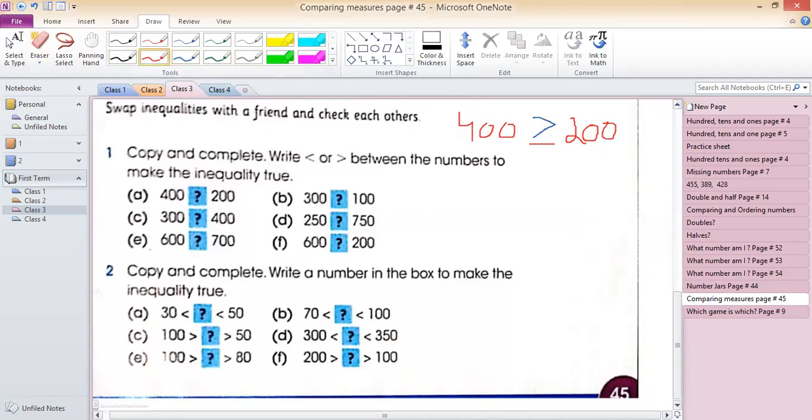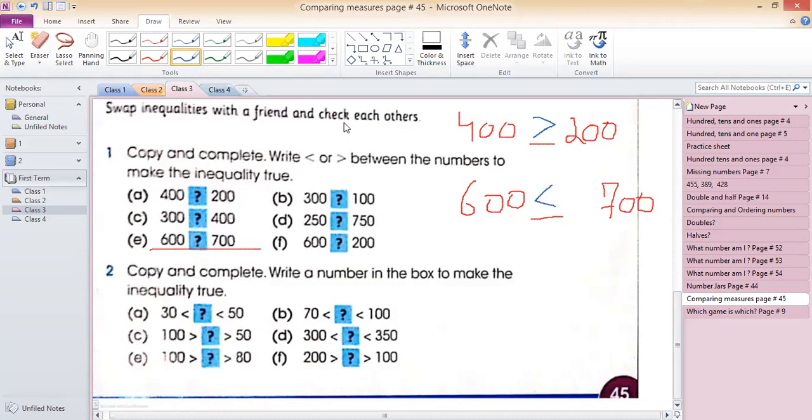Same, guys, if I take the example of this E, this is 600 dash 700. You will compare 6 in the hundreds place, which is less than 7 in the hundreds place. So 700 is bigger, so you will open the mouth of this in front of 700.